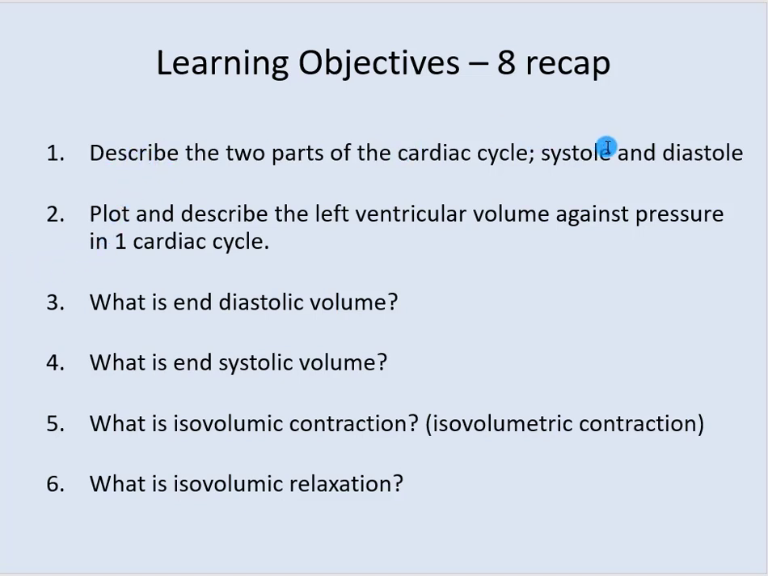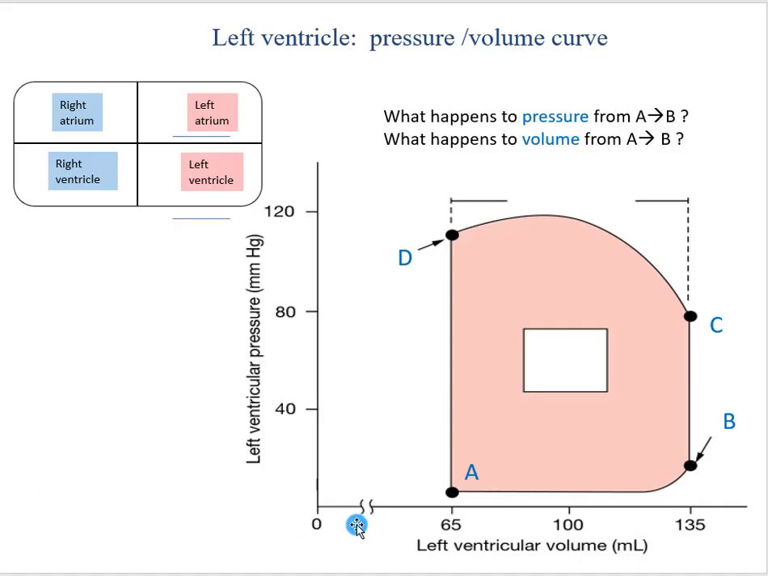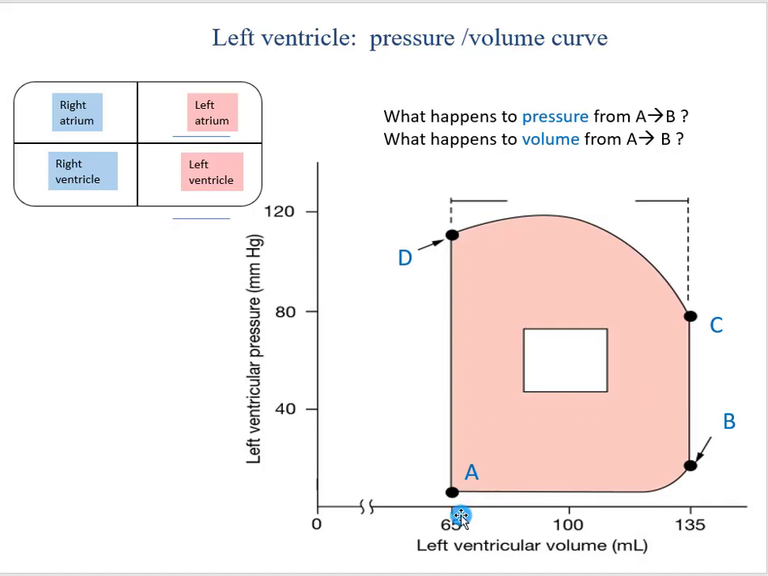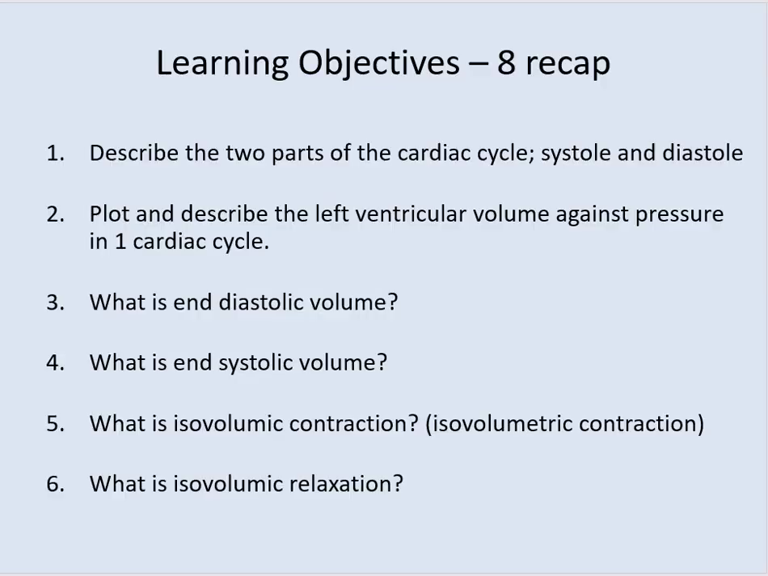Describe the two parts of cardiac cycle. We did that, systole and diastole. We plotted left ventricular volume against pressure for one cardiac cycle. What is end diastolic volume? At the end of diastole, my volume of blood is 135 milliliters. What is end systolic volume? At the end of systole, my volume of blood is 65 milliliters.